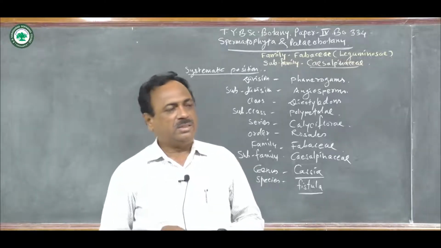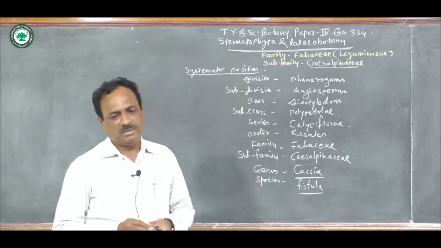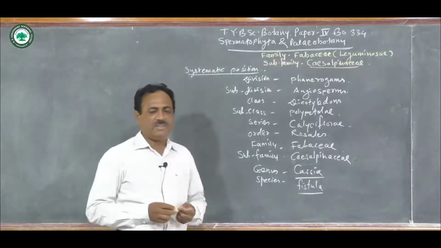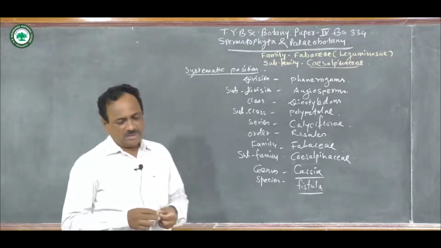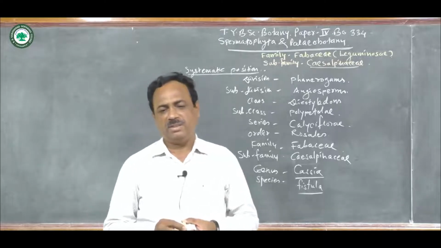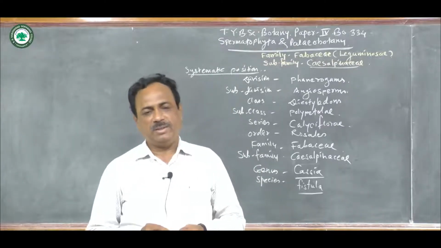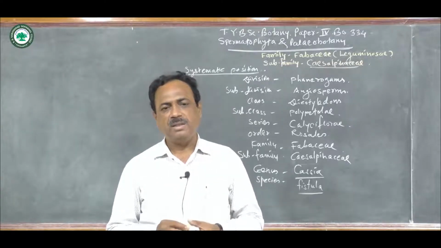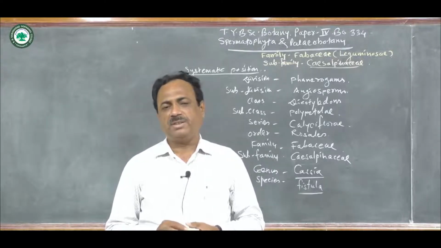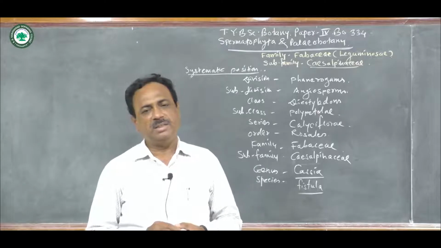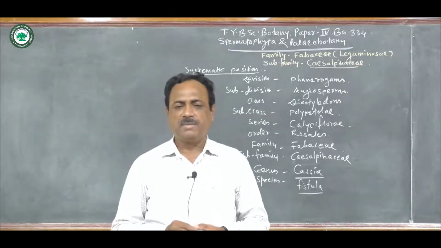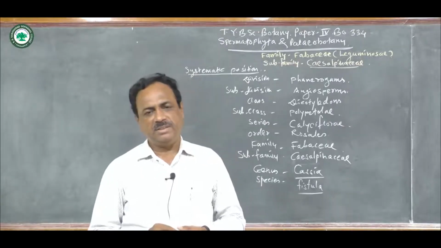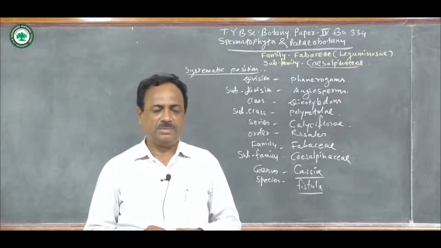Now, let us see about the family Leguminosae, or its synonym, the family Fabaceae, which is the new name. This family is the second largest family of the Angiosperms, consisting of a large number of genera and species. In the Bentham and Hooker system of classification, this family is divided into three subfamilies: Papilionaceae, Caesalpinaceae and Mimosaceae.